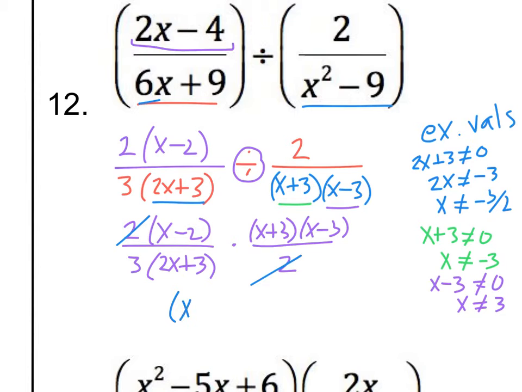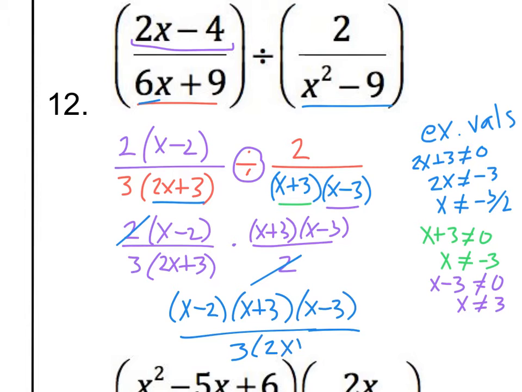So our final answer is actually going to be x minus 2 times x plus 3 times x minus 3, and then on the bottom, 3 and 2x plus 3. Nothing else to cancel. That's it.